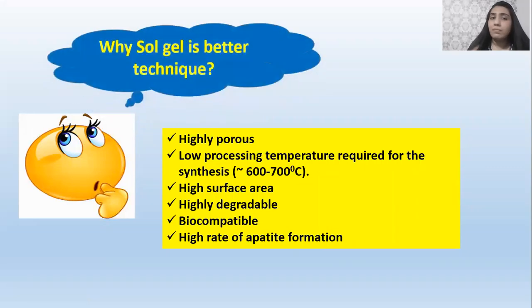Why is the Sol-Gel method better? Because it is highly porous, a low processing temperature is required for the synthesis of the bioceramics, that is 600 to 700 degrees Celsius, high surface area, highly degradable: the more degradable the implant material, the more easily bone formation takes place. It is highly biocompatible, it is non-toxic to the human tissues, and there is a high rate of apatite formation on the surface of bioceramics.